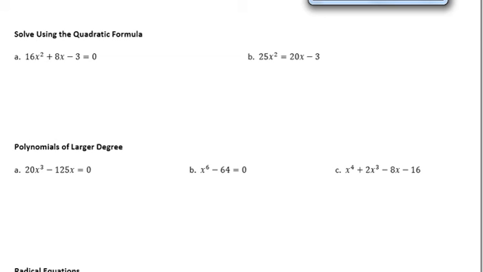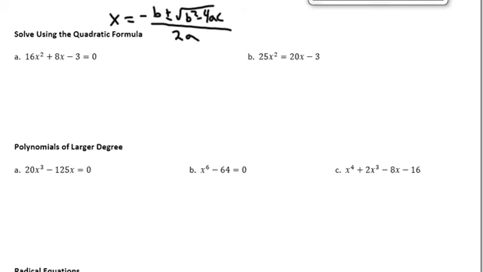Solving quadratic equations using the quadratic formula. So in order to use the quadratic formula, we need to know what the quadratic formula is. Quadratic formula: x equals negative b plus or minus the square root of b squared minus 4ac, all over 2a. There's the quadratic formula. So I need a's, b's, and c's.